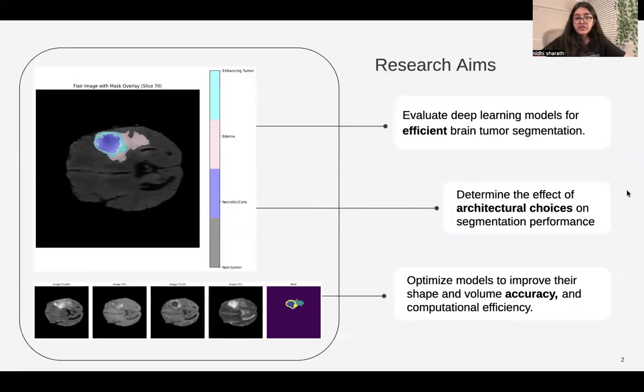The main goal of my research was to evaluate how effectively these different deep learning models can segment brain tumors. I optimized my models by improving their shape and their volume accuracy to address the question and determine the effect of different architectural choices on segmentation performance. Furthermore, I addressed another important objective of both computational efficiency and precise tumor boundary detection.